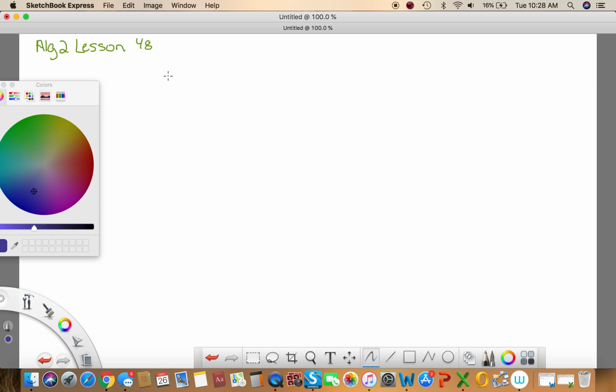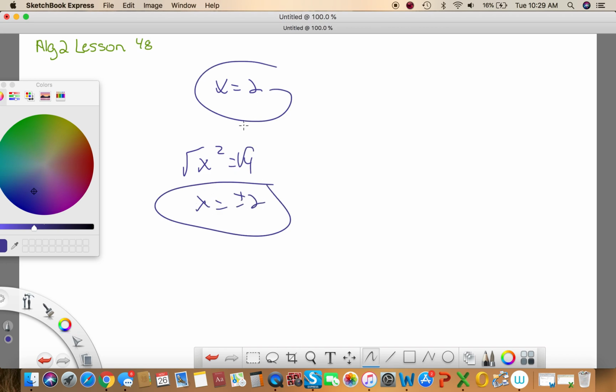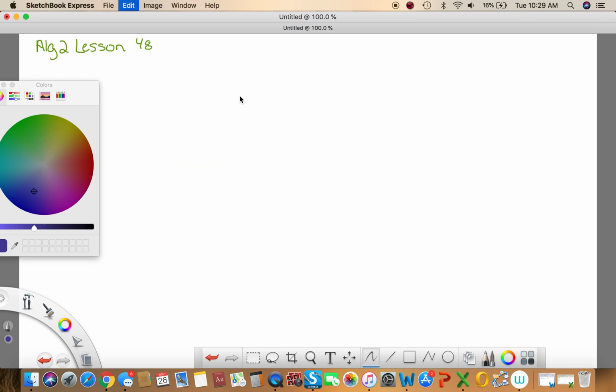Because remember, x equals 2 is just x equals 2. Now watch if I square both sides, and then I solve this, and I take the square root. Do I get plus or minus 2? But my first answer was just x equals 2. So let's look at a problem.